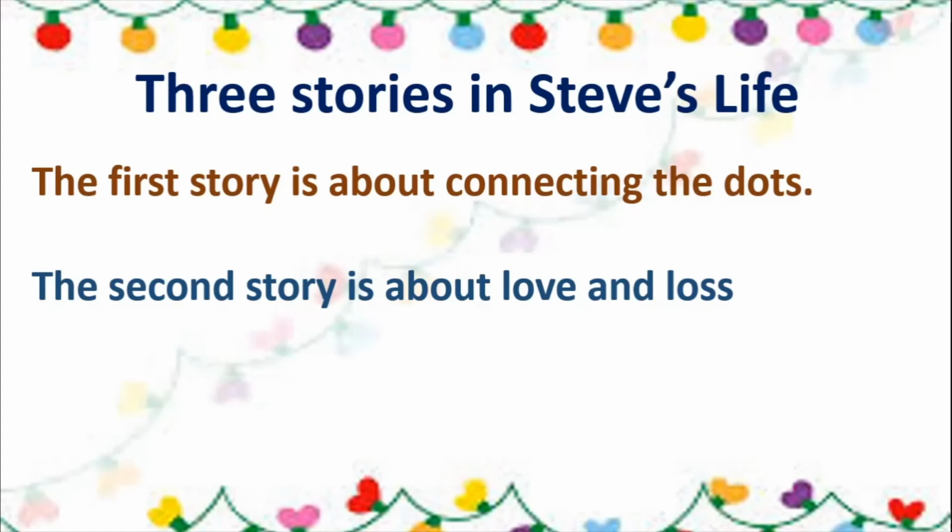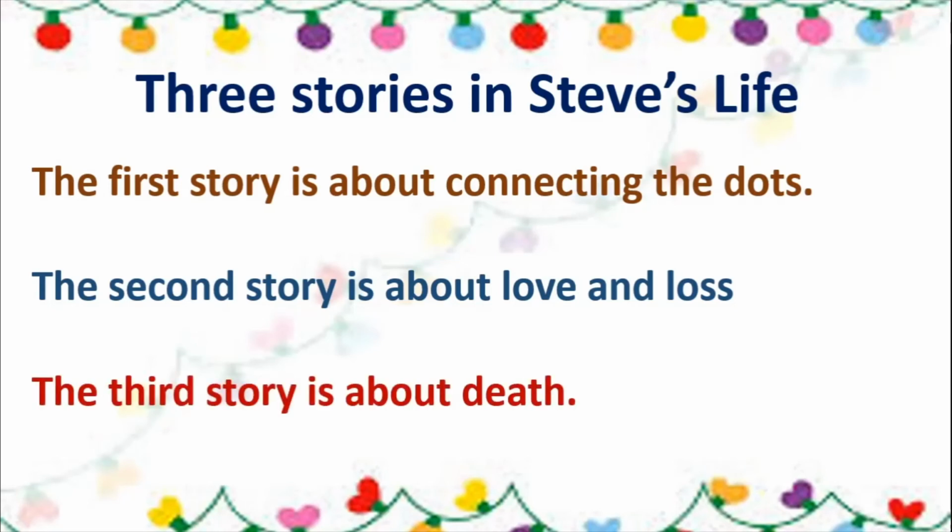But sometimes the love that you get in your life is also lost. And why did he lose this? He lost it because he lost his life. Okay, because his wife Lorraine and he had a wonderful family together, but then because of cancer he lost everything that he had. And the third story is about death.